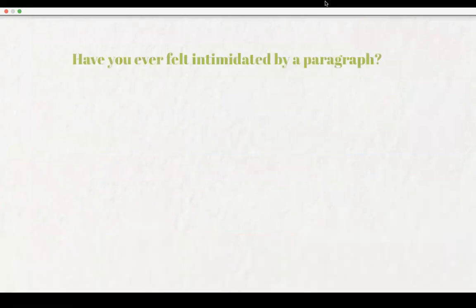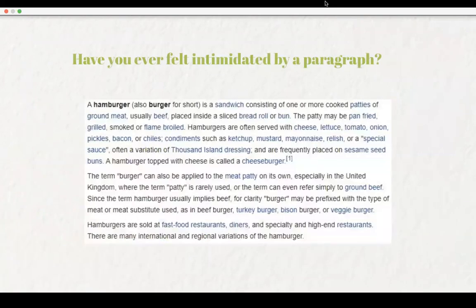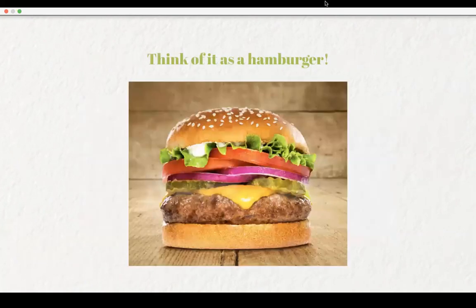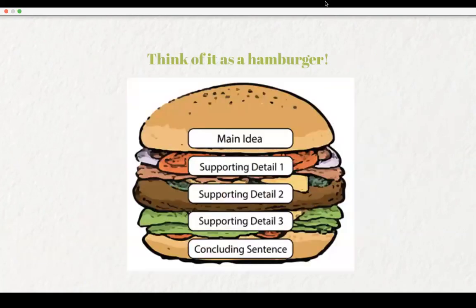Have you ever felt intimidated by something that looks like this? It's a super long paragraph and you do not know where to start. However, it's not as hard as you imagine. You can think of it as a hamburger. And this is exactly and essentially what a paragraph looks like.